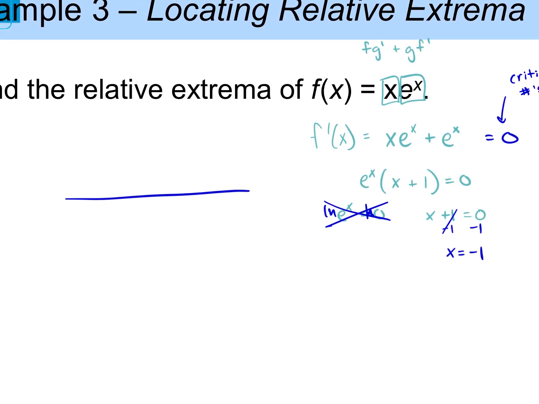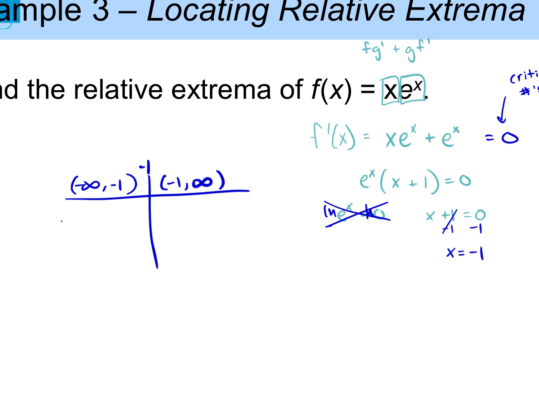So I'm going to make my little chart over here. Negative 1 is my critical number. That would go in the middle. My left interval would be from negative infinity to negative 1, and my right interval would be from negative 1 to infinity. So to find our relative extrema, we need to see where we either go from increasing to decreasing or decreasing to increasing. So we need to find where we have a change in our slope.